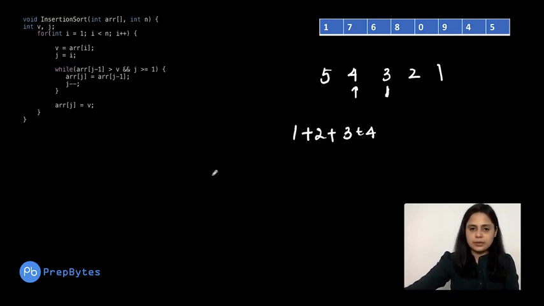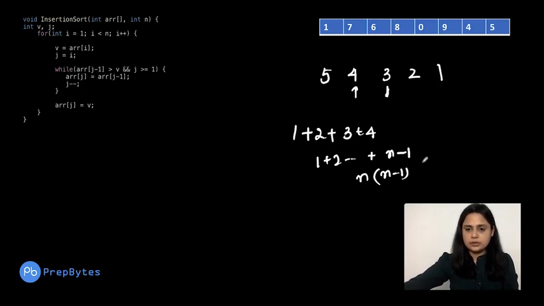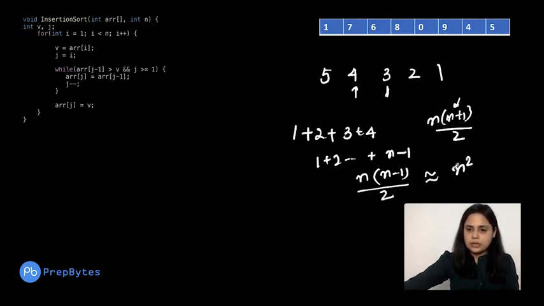So basically, just like we saw earlier, we will have 1 plus 2 till n minus 1. This is the number of times the loop will run, and this is going to be the sum of the first n minus 1 natural numbers. The general formula is n into n plus 1 by 2. If we put n minus 1 here, this turns to n, and this remains n minus 1. So this is equivalent to n square. The worst case time complexity is going to be O of n square.